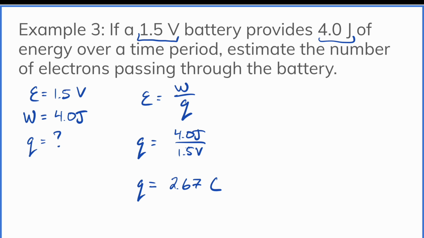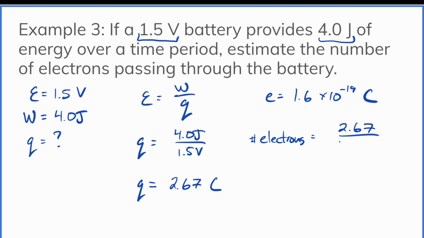However, we do know that electrons have the fundamental charge, which is 1.6 times 10 to the negative 19 coulombs, and we can use this to calculate the number of electrons that have passed through. So the number of electrons is going to be 2.6 divided by 1.6 times 10 to the negative 19, which gives us 1.7 times 10 to the 19 electrons. So as you can see, it's quite a large number of electrons that pass through this battery in this time frame.